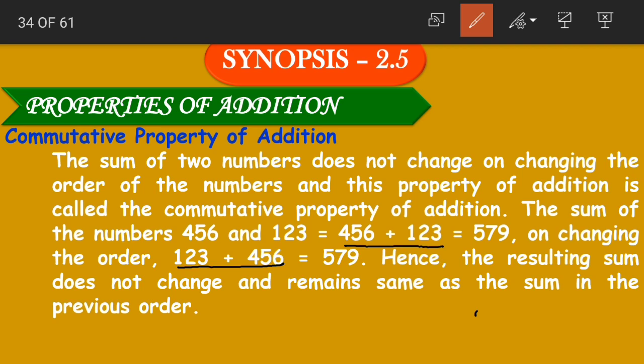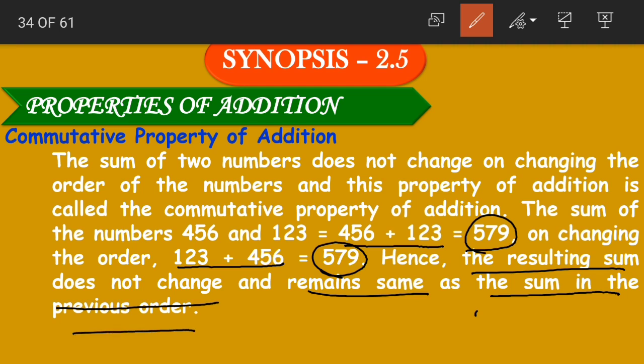Yes children, even though I changed the order, the answer we got is the same here. The answer we got is 579 only. Hence the resulting sum does not change and remains same as the sum in the previous order. Previous means before. So the sum did not change; we got the same sum both for the previous order and for the current order.